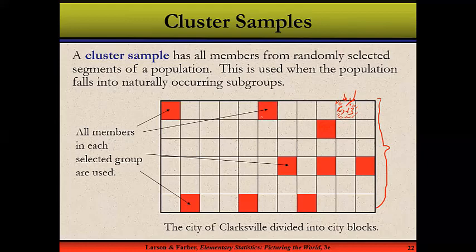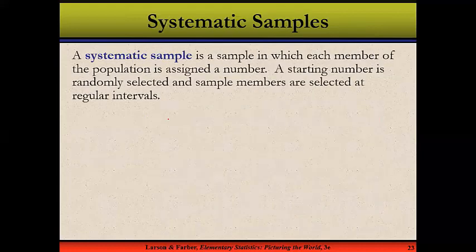You can select more than one cluster, but we select complete clusters. We don't leave any element out. When we select the cluster, we select it completely. So that is called cluster sampling.